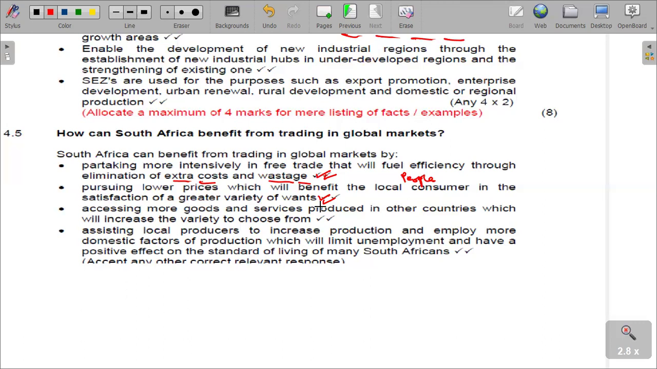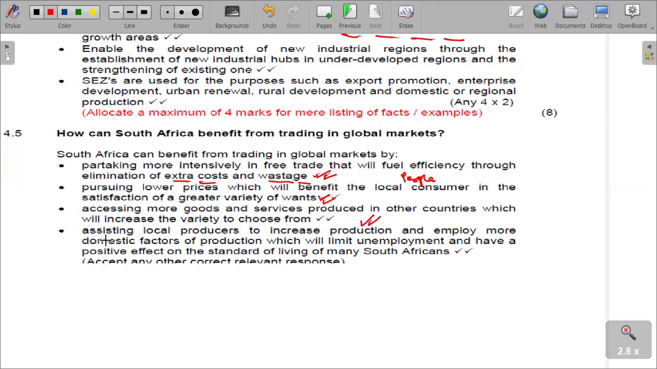Again, accessing more goods and services produced in other countries also increases the variety of choice. I'm sure that we have a variety of consumer preferences and tastes. There are quite a lot of those which are also a result of globalization. We are exposed to international media and so on. For that reason, our people would also have a lot of insatiable wants for goods and services, which would need to be satisfied by global markets. That also assists local producers to increase production by selling into the international market.